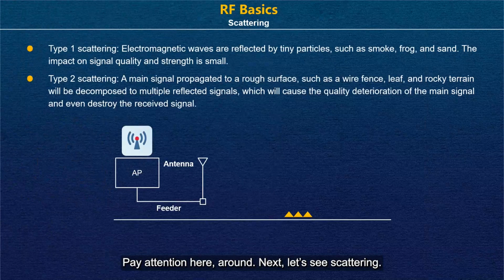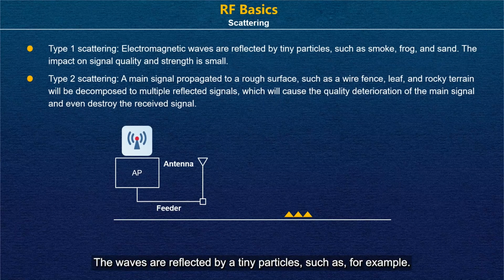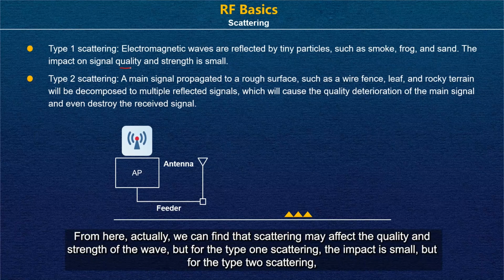Next, let's see scattering. Scattering can be divided into two types. Type 1, let's see it. The waves are reflected by tiny particles, for example, smoke, fog, or even sand. The impact on signal quality and strength is small. From here, we can find that scattering may affect the quality and strength of the wave, but for type 1 scattering, the impact is small.